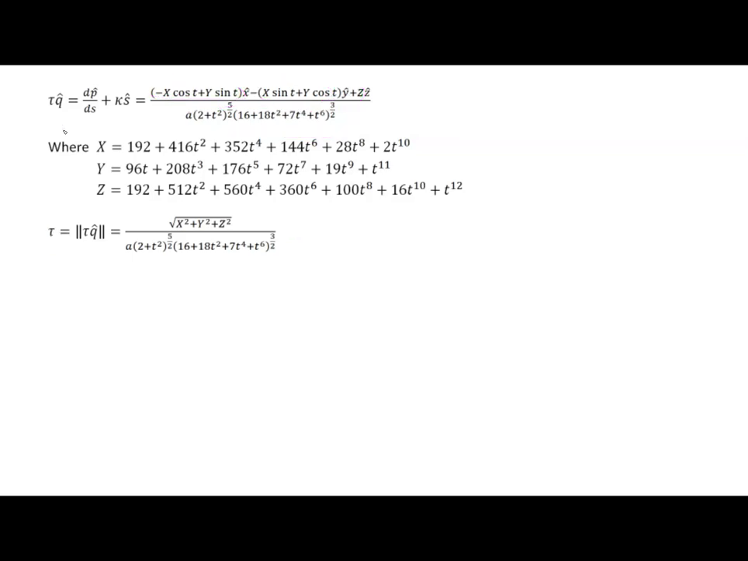Okay, and finally, to find the value of q hat, we simply divide this expression by this. We're dividing this expression by its own magnitude, and that's going to give us the unit vector itself. And of course, in the process of dividing one by the other, these two terms are going to cancel out, and the result is going to look just like this. So here is the binormal vector, and here is the torsion.